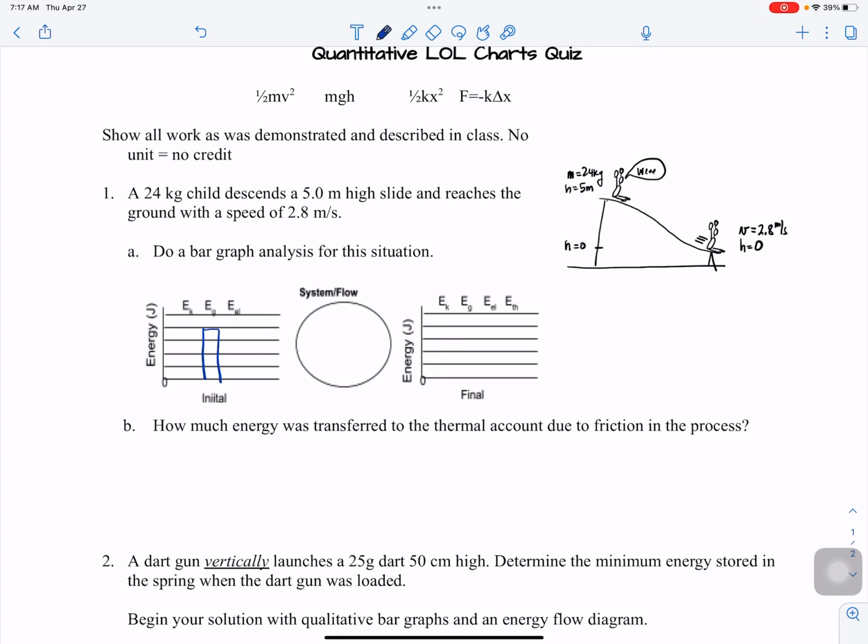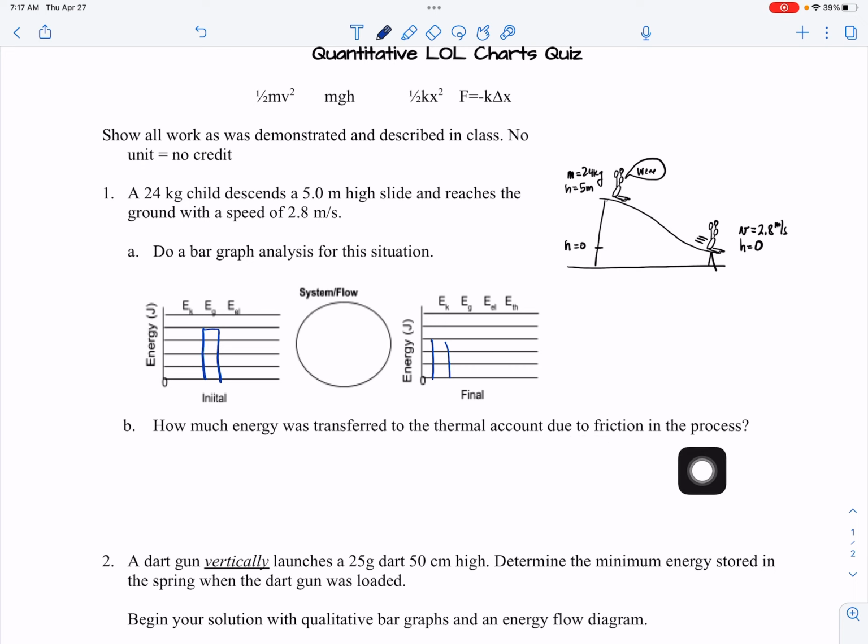All right, let's do the final situation. Does the child have kinetic energy? Yes. How do you know that? Because 1, there are whooshies, and 2, velocity is 2.8 meters per second. So we know that we have some K. I don't know how much K yet, so I'm just going to draw like 3 bars without a top on it.